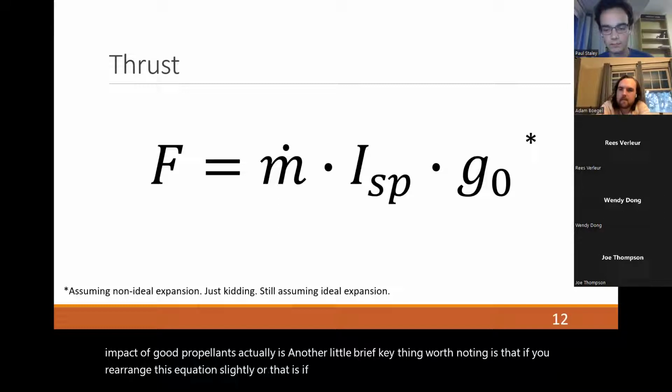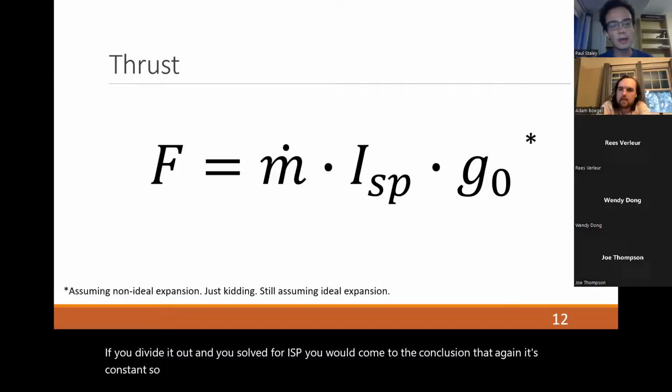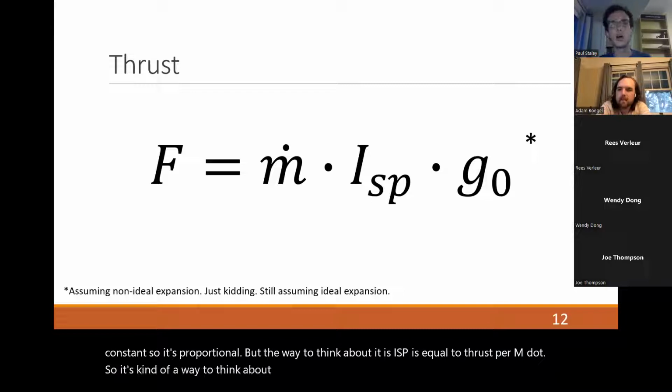if you divide it out and solve for ISP, you would come to the conclusion that, again, it's constant, so it's proportional. But the way to think about it is ISP is equal to thrust per m dot. So ISP is a measure of the amount of force you get out per unit mass flow through the engine.